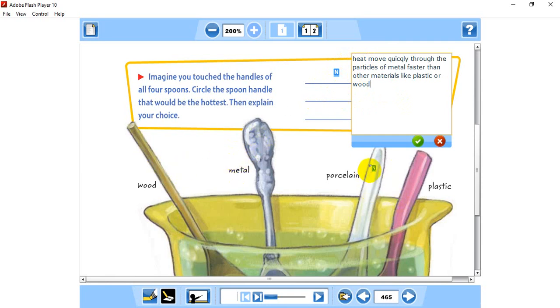or porcelain? Why, guys? I know that all the particles of a solid vibrate. If you want to tell me because the particles vibrate, even in the wood the particles vibrate. But there is another reason, because there is a physical property of the electrons inside the atom of the metal.